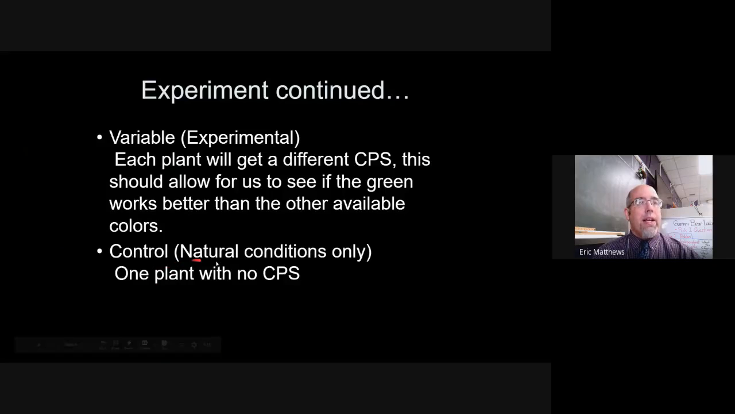It's one natural with none of the experiment stuff done, because if all we did was the experiment, how would we know if it's better than normal? So you always want one normal just to make sure to reference everything back to. So that'll be our control. In the paper airplane lab, your control was one paper airplane that was completely normal and had not been modified.